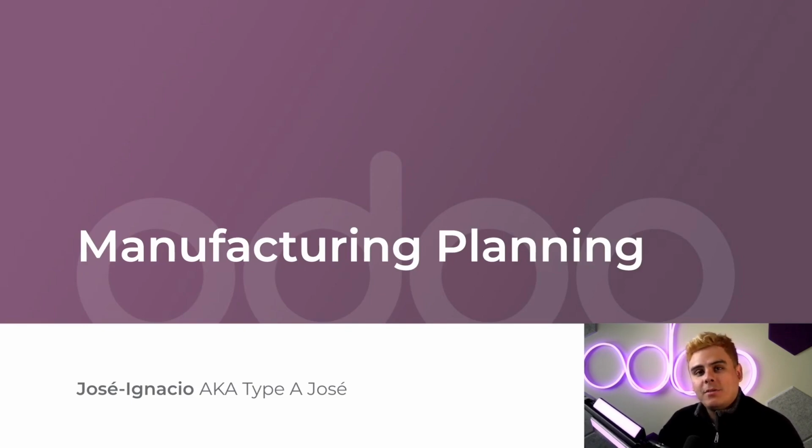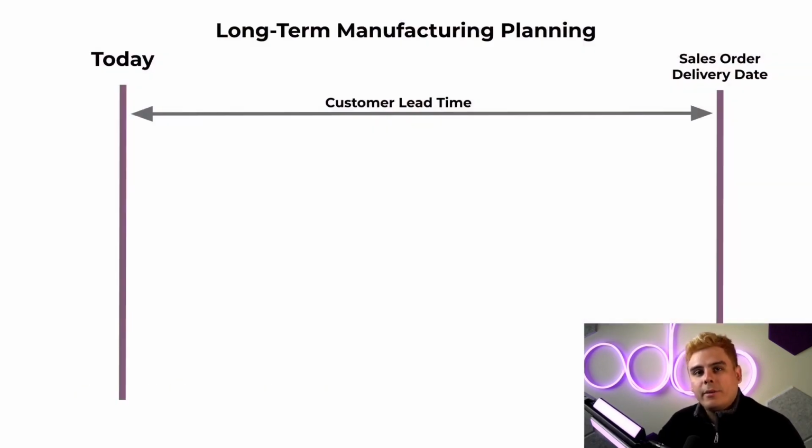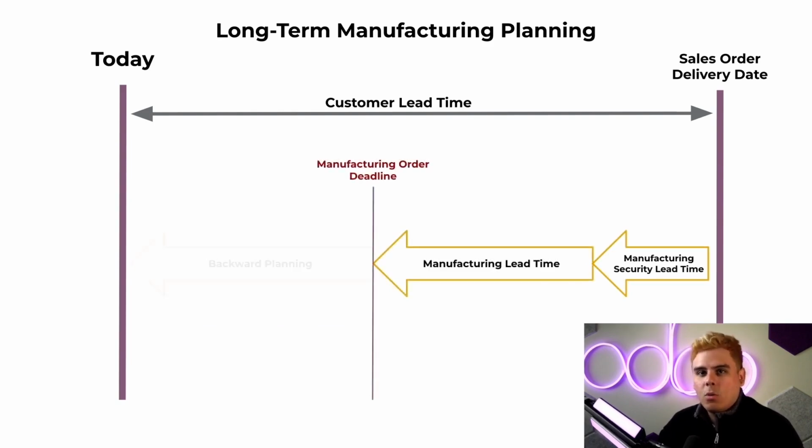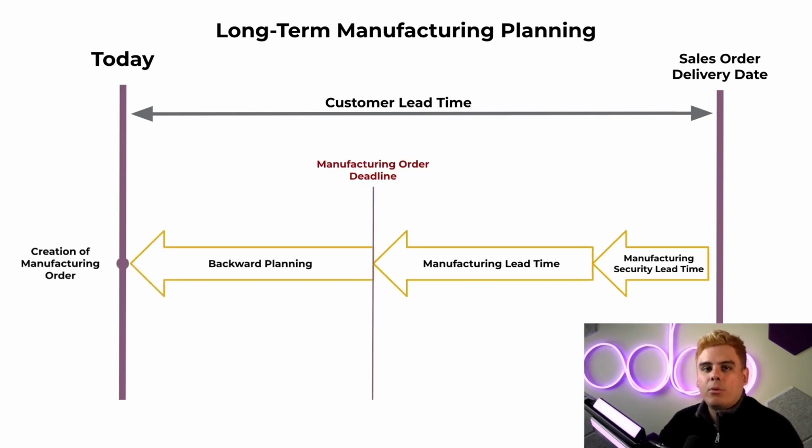Now, with manufacturing scheduling, Odoo plans tasks according to production deadlines, and it schedules when the work center is used. Now, there are 2 types of planning, and we know them. They are long-term planning and short-term planning. Now, long-term planning always happens backwards in time. For example, starting from the delivery date we agreed upon with a client, Odoo will plan backward according to the manufacturing lead time of the product we're selling.